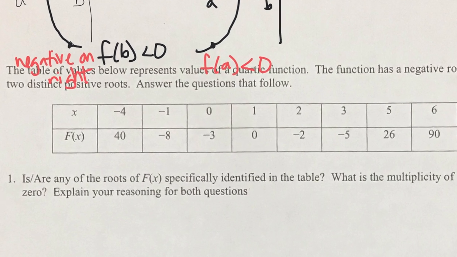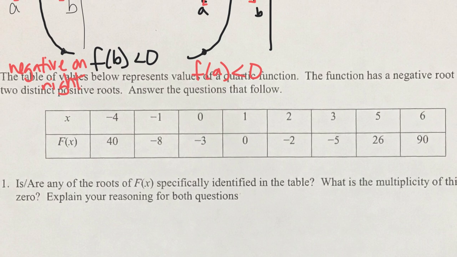This table represents the values of a quartic function, so we know some things about it. First of all, we know that this is a quartic. So what is the power of a quartic? Quartic means 4th degree. That should mean something to you in your brain. You should be able to picture what a 4th degree polynomial looks like, because we're assuming that you do when we say this question.